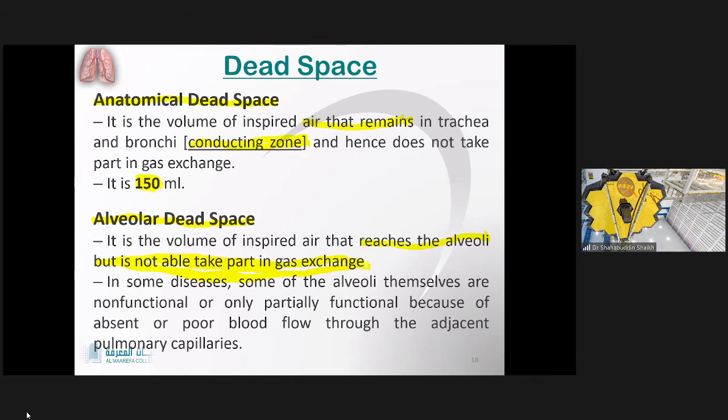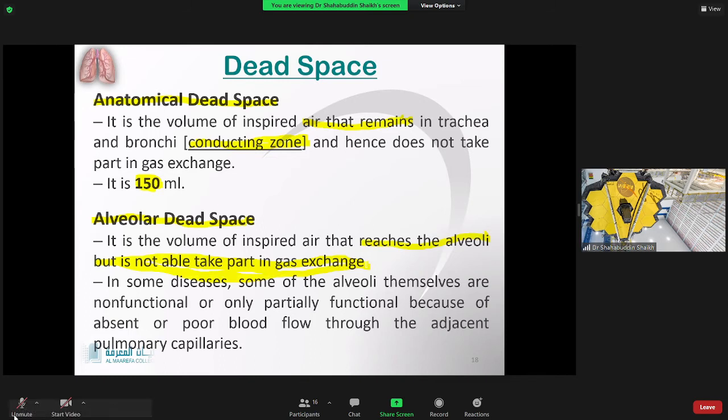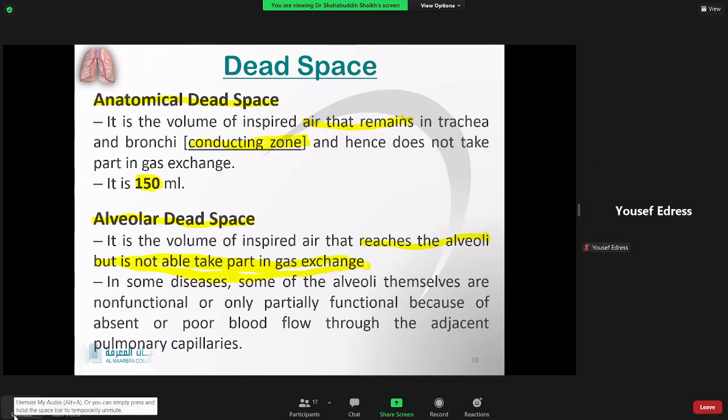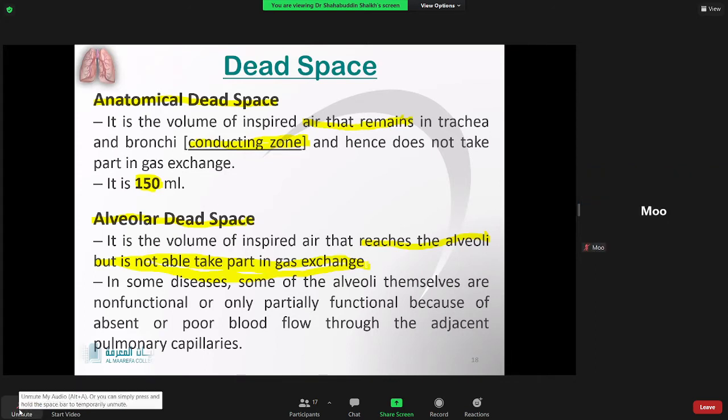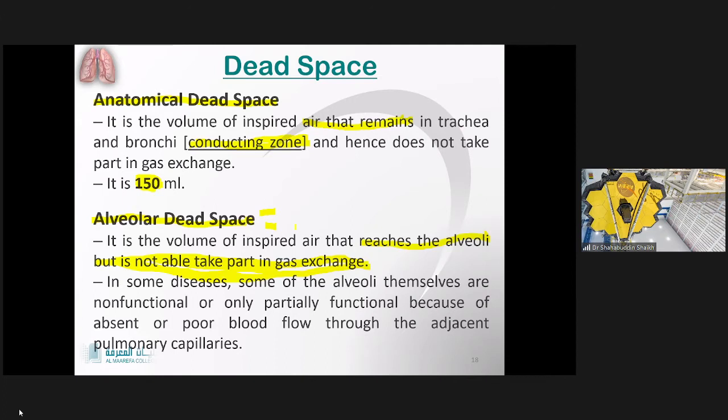Okay. So is it present in normal person? No. So how much is alveolar dead space in normal person? 0. 0 milli. Very good. Please remember this. This in normal person is always 0 milli.